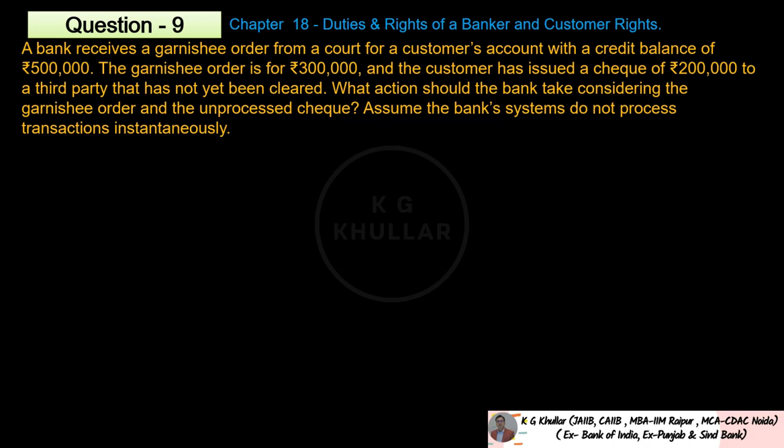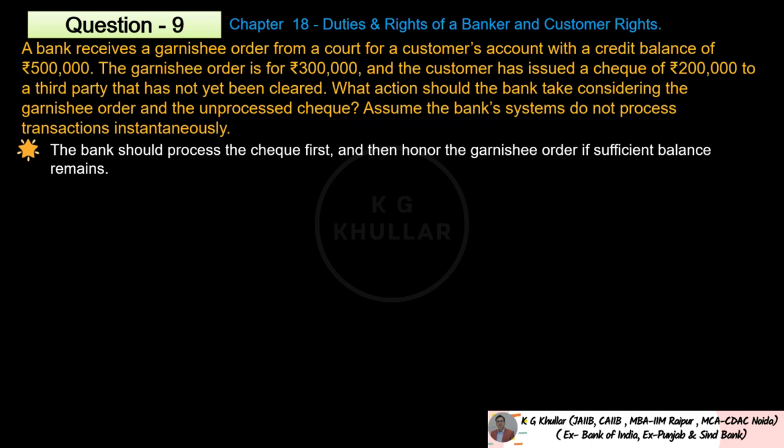The garnishee order is for rupees 3 lakhs and the customer has issued a check of rupees 2 lakhs to a third party that has not yet been cleared. What action should the bank take considering the garnishee order and unprocessed check? Assume the bank systems do not process transactions instantaneously. And these options are given to you.